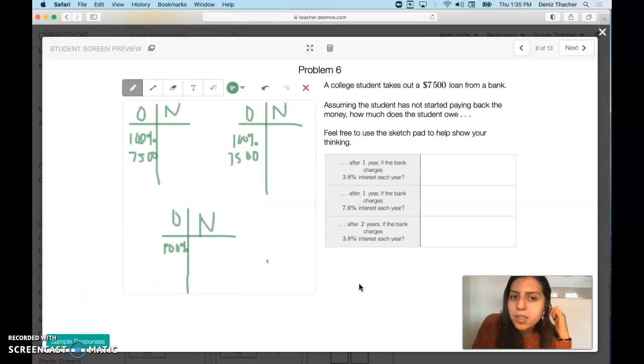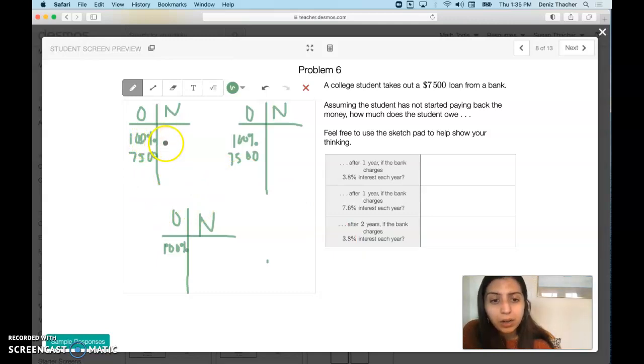Problem 6. A college student takes out a $7,500 loan from a bank. Assuming that the student has not started paying back the money, how much does the student owe? So after a year, the bank charges a 3.8% interest each year. So let's take a look at the first T table. If there is a 3.8% increase charge, I'm going to go ahead and add the 3.8% to 100%. That will give me 103.8%.